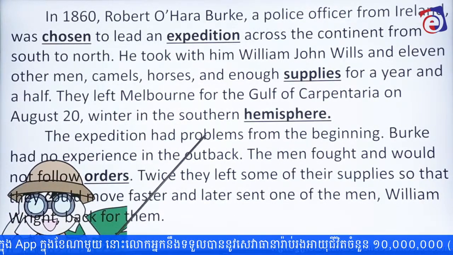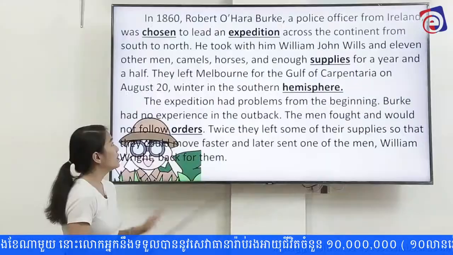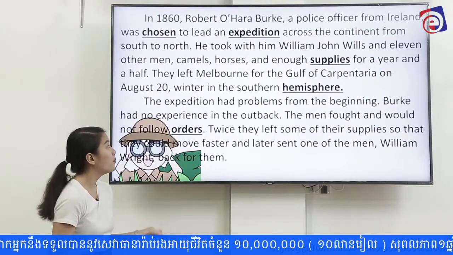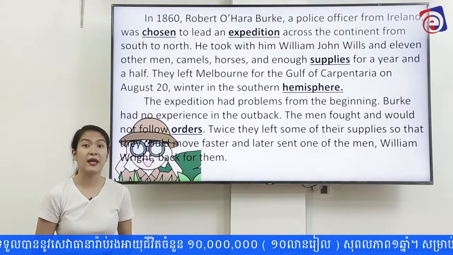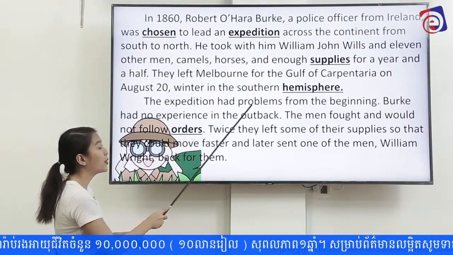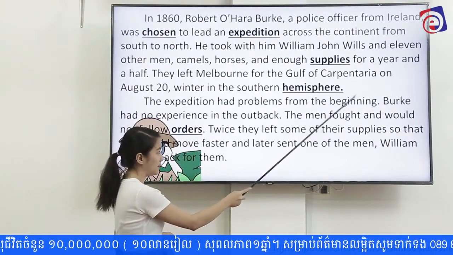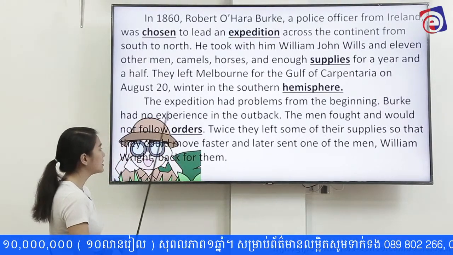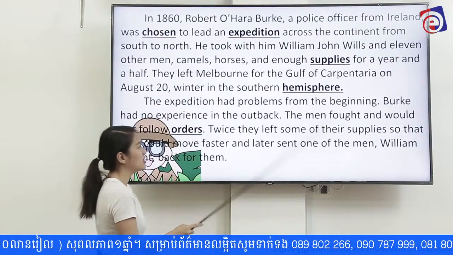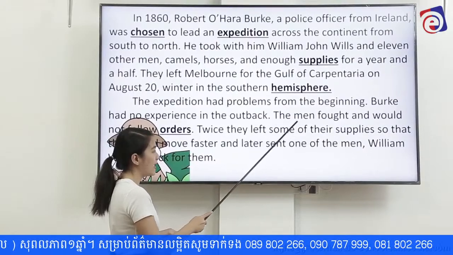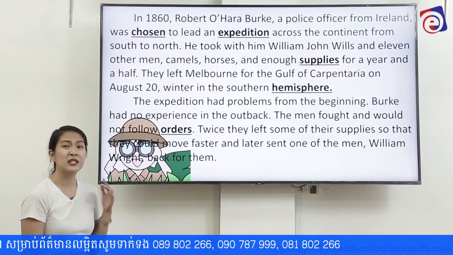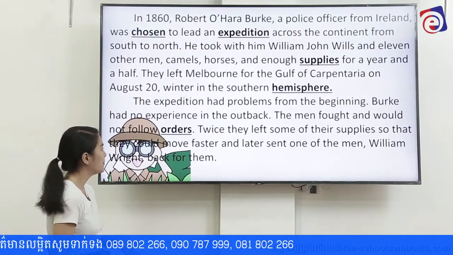Winter in the southern hemisphere. So there are words that have an underline and they are in bold. So we're going to explain that later. The expedition had problems from the beginning. Burke had no experience in the outback, so he is new. He doesn't have any experience. The men fought and would not follow orders, so his people are not following him.